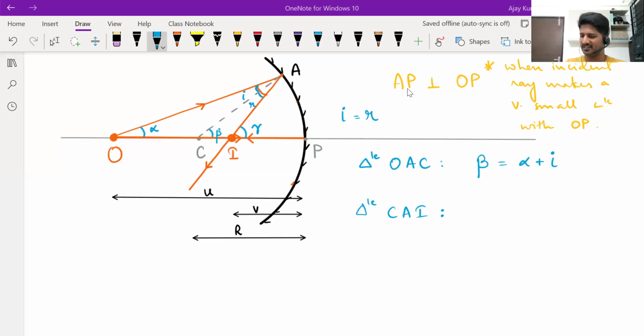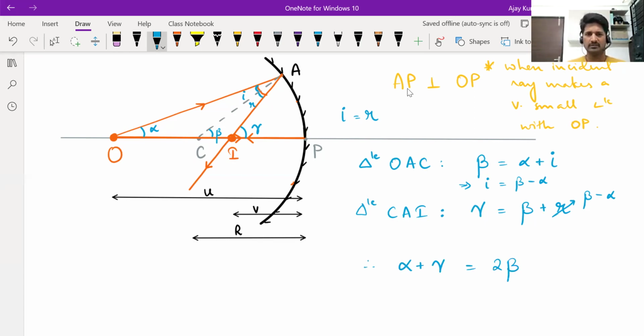For that triangle, gamma is an exterior angle, and an exterior angle is equal to the sum of the internal opposite angles. So gamma is equal to beta plus r, the angle of reflection. We know the angle of reflection is equal to the angle of incidence. From the first equation, I is equal to beta minus alpha, and I is the same as r, so we put beta minus alpha here. Sending alpha to this side, alpha plus gamma is equal to 2 beta.